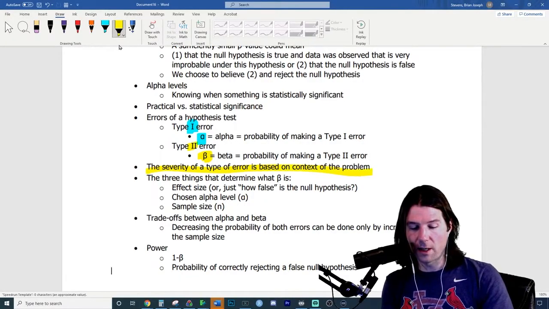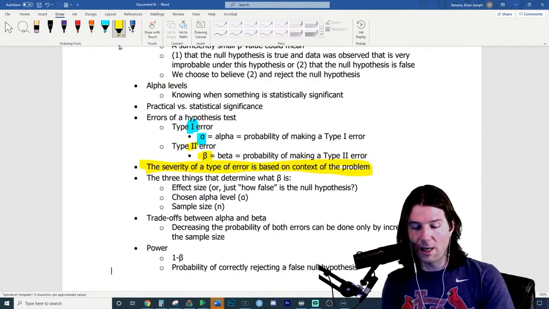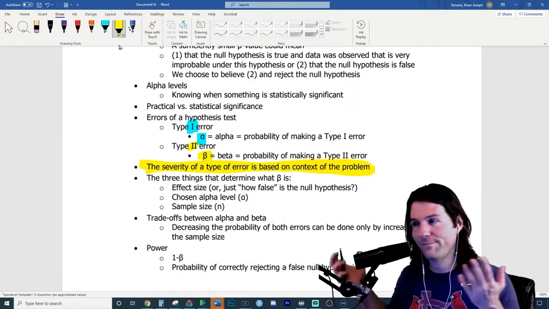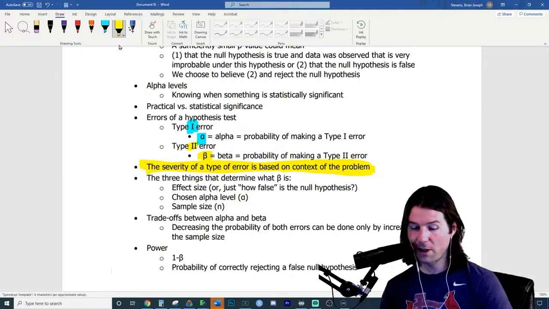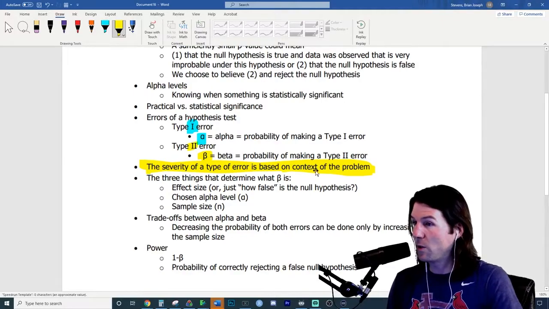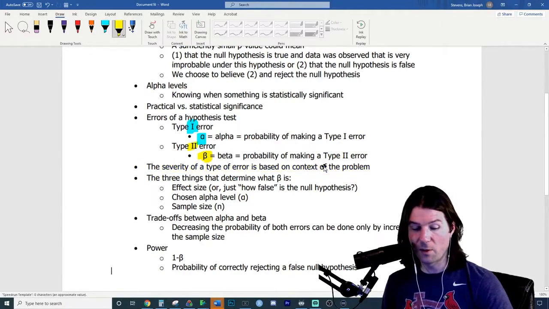It depends on who we're talking about. And so type 1, type 2 error, which one's worse? It's just context. We've asked questions like that on the test, like which is worse, type 1 or type 2? It really just depends on who is making the error, which one they want to avoid.